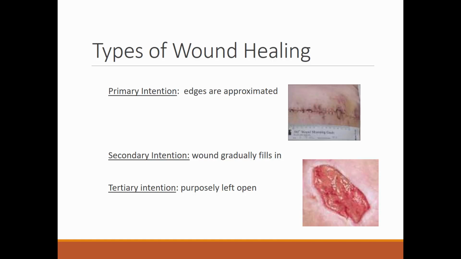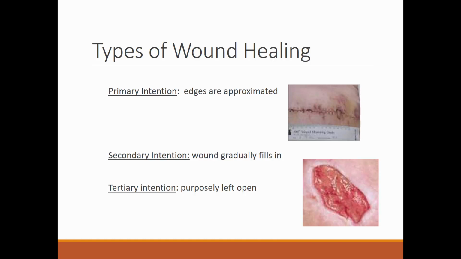So in wound healing through primary intention, the wound edges are approximated or pulled together. Granulation tissue is not visible, and there's usually minimal scarring, and infection risk is lower, as long as the wound was clean to start with. So an example of this would be a surgical incision pulled together and sutured in place.